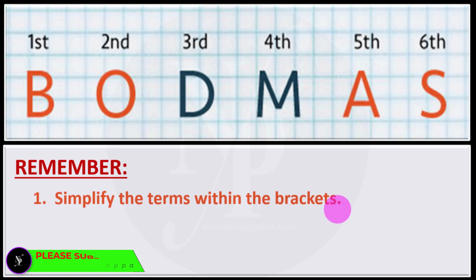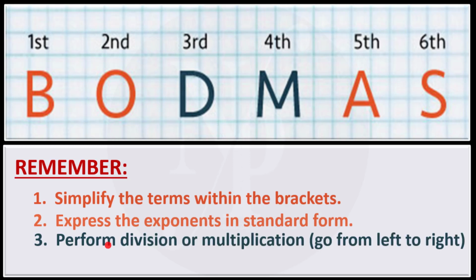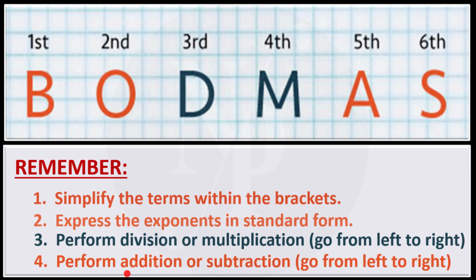Or simply we can remember, in the first stage of simplification we should simplify the terms within the brackets. In the second stage, express the exponents in standard form. Third, perform division or multiplication, going from left to right. Fourth, perform addition or subtraction, going from left to right. While performing division or multiplication, we can go from left to right and simplify whichever comes first. While performing addition and subtraction, we can go from left to right with whichever comes first.